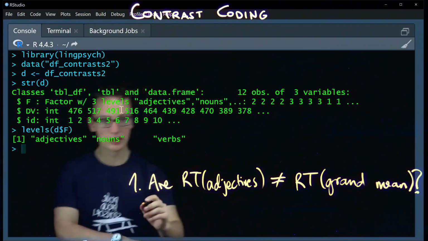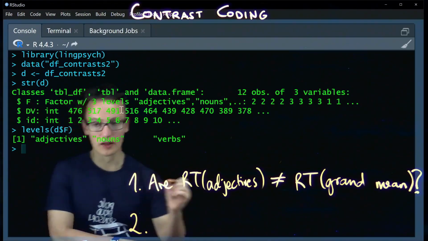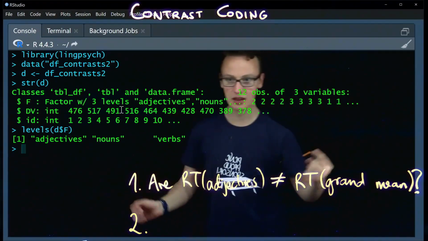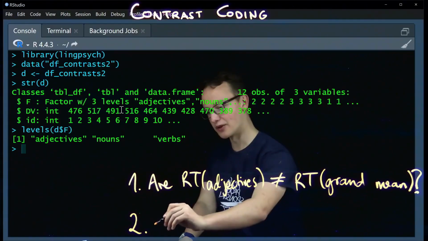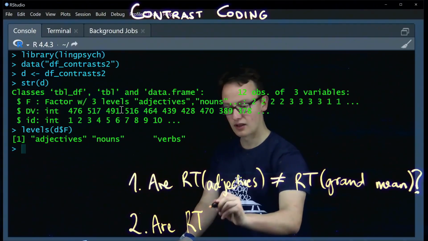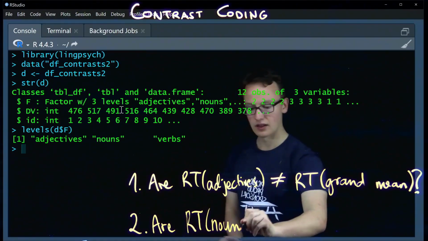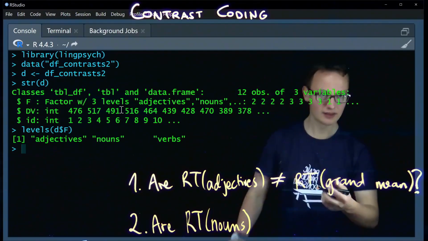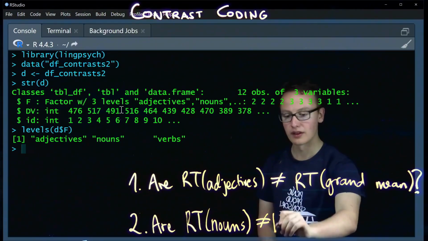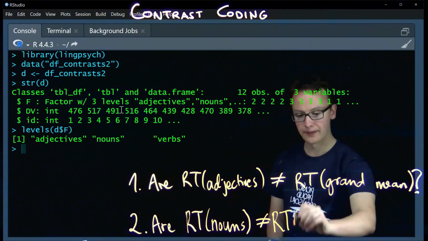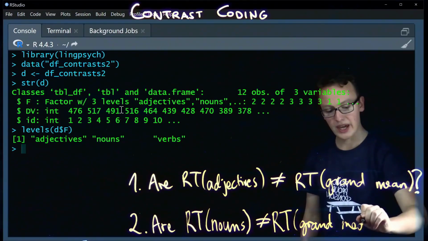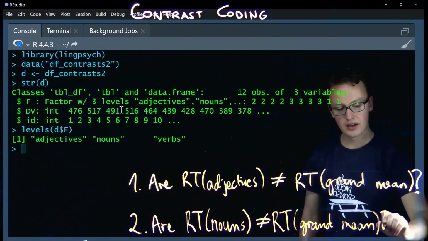And the second question could be regarding one of the two remaining categories, so let me ask the same question but about nouns. Are reading times on nouns either bigger or smaller, in either case not the same as the overall average, okay? So this is one pair of possible questions I could ask here.